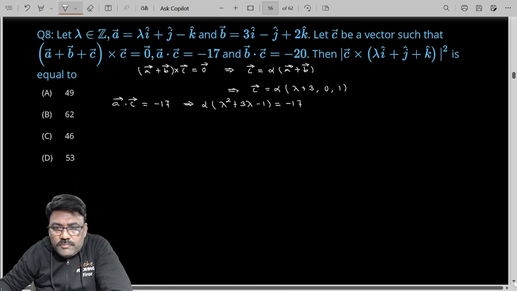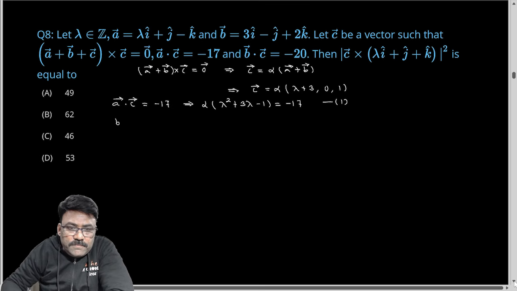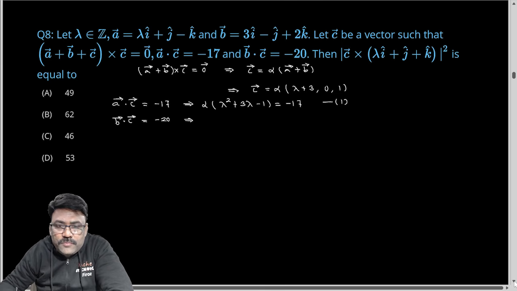So let's suppose it is number 1. Now if I take B dot C, B dot C is minus 20. So this is, again, alpha times 3 into lambda plus 3. 3 into lambda plus 3 will be what? I'm taking the dot product of B with the C vector. The C vector is this. Let me check A dot C once again.